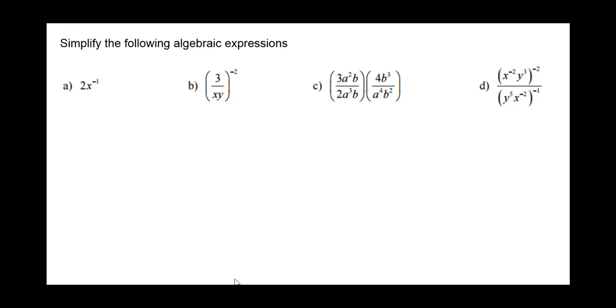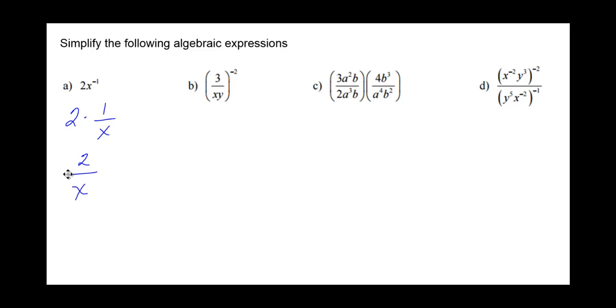So let's go ahead and use what we just reviewed with our properties of exponents to simplify some algebraic expressions. And we'll start with letter A here. Letter A says 2 times x to the negative 1. Well, the negative 1 exponent is not on the 2, it is only on the x. So that's the same as 2 times 1 over x to the positive 1. And if we simplify that, we get 2 over x.